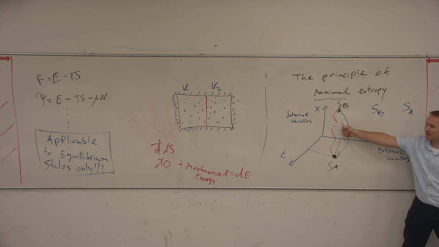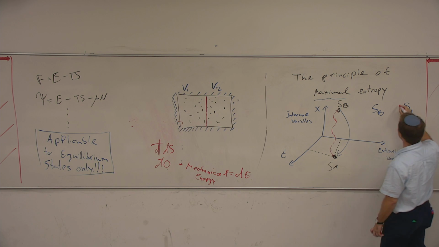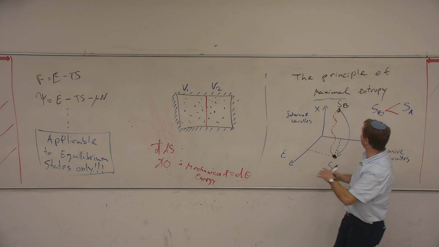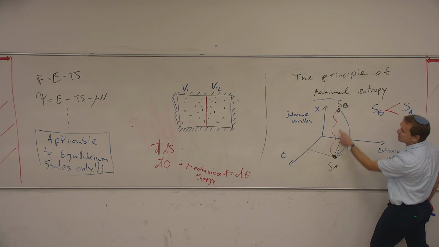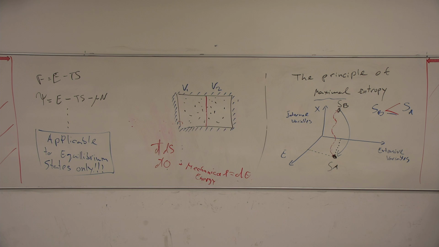So what happens when I remove it instantaneously? The wall, yes. What happens? Which one is bigger? SA is bigger, right. SA is bigger than SB. And in order to take into account your concern that maybe I built this position adiabatically, you can say that it's bigger or equal.